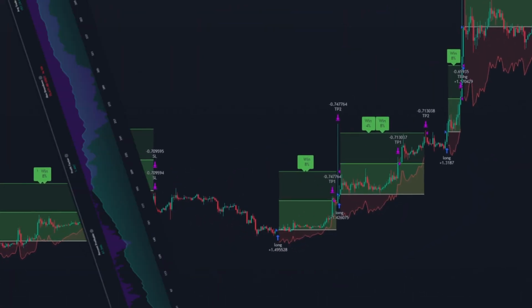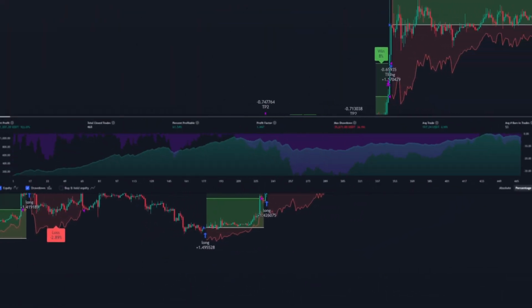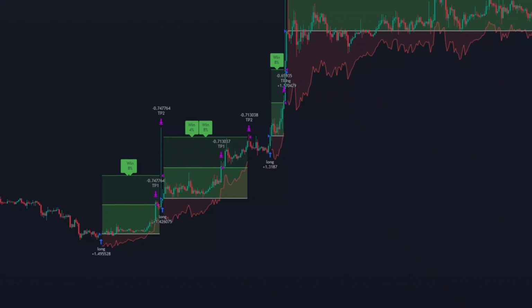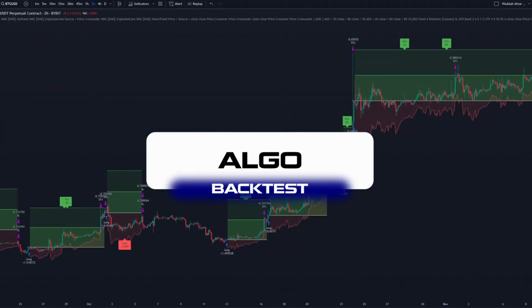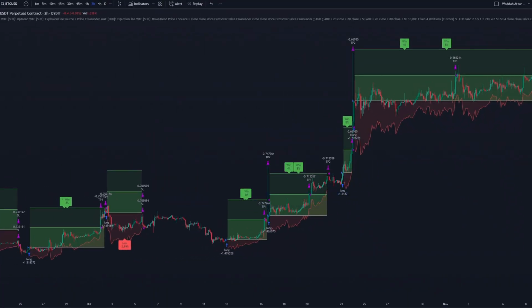Today we're gonna see this volume trading strategy built on Bitcoin, and we will check how profitable it is with an algo backtest. So, let's dive into it.